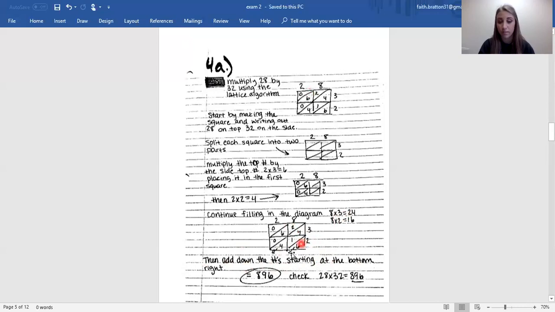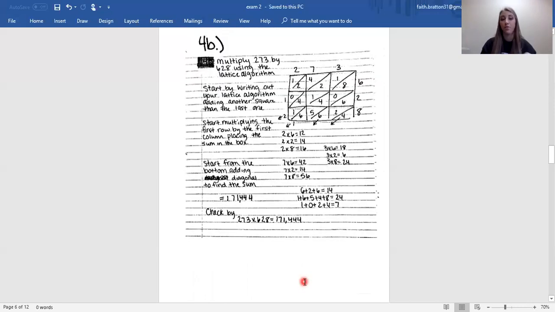So you start here and you'll put 6 down. Then you'll put 4 plus 1 equals 9. 6 plus 2 equals 8. And so you come out to be 896. Now you do the same exact thing for B.